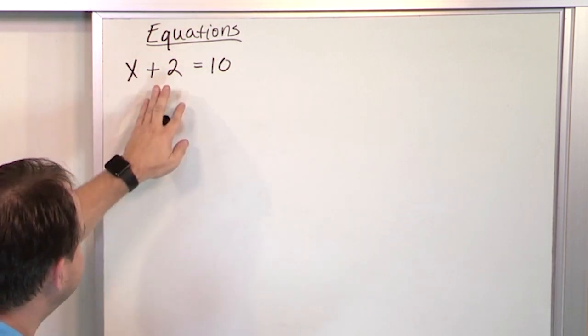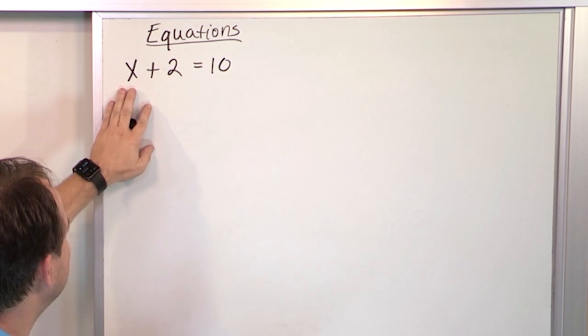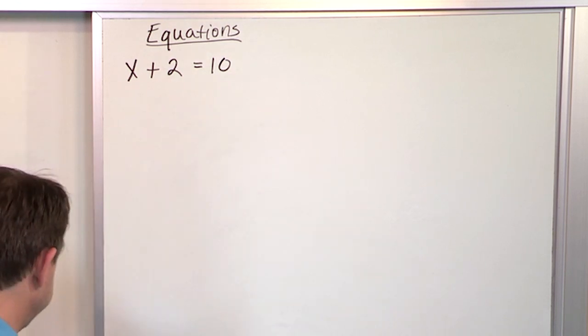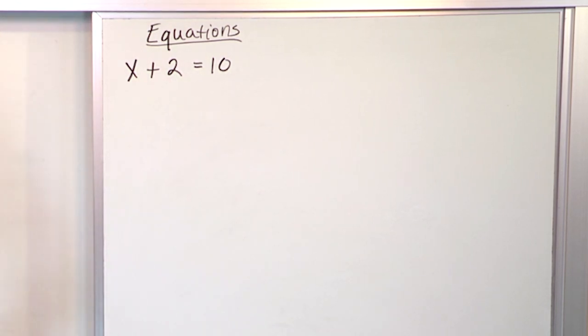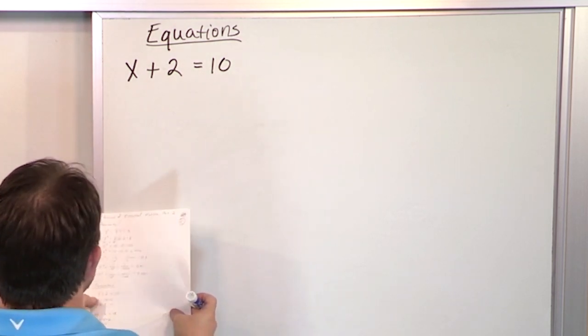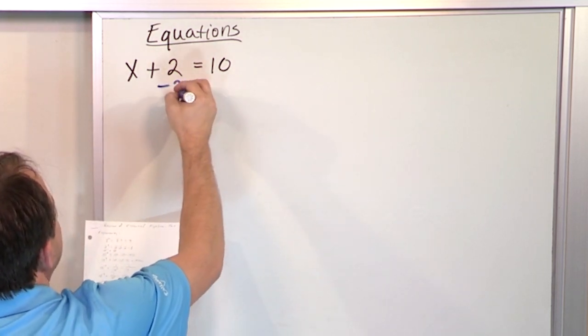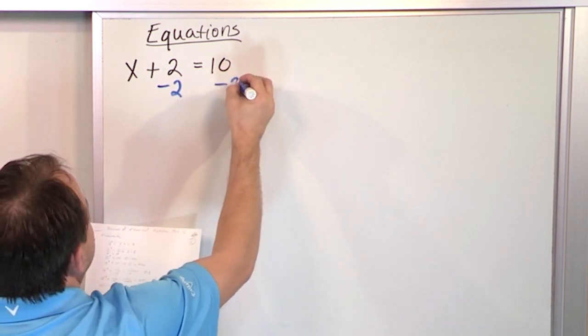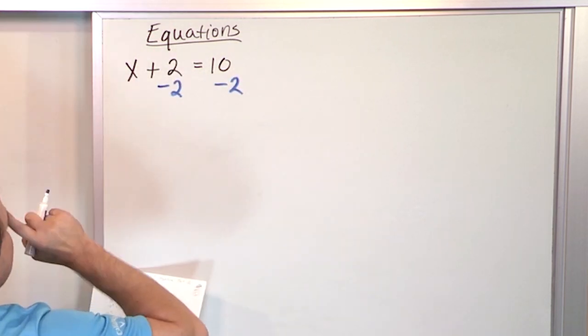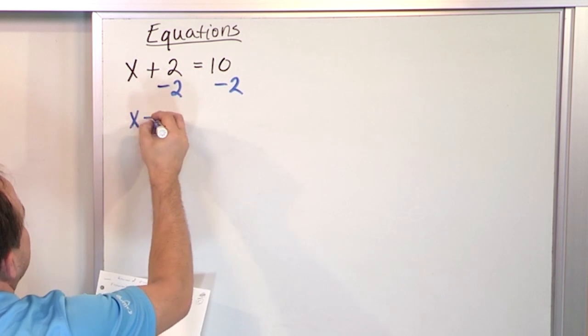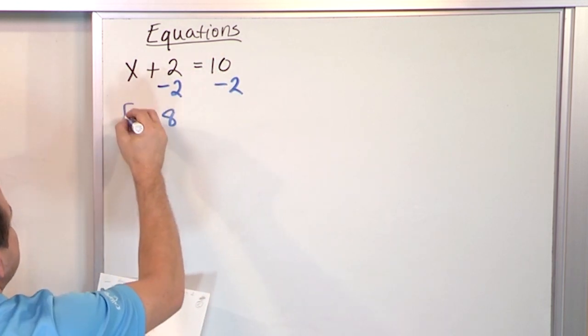So here the goal is this 2 is hanging out with the x. We don't like that. We want to move them to the other side. So when you first start algebra, you do things like you'll subtract 2, you'll write it down underneath from both sides. We'll subtract from both sides. That gets rid of the 2 on the left because it's 0. And then x will be 10 minus 2 will be 8. And this is the answer.